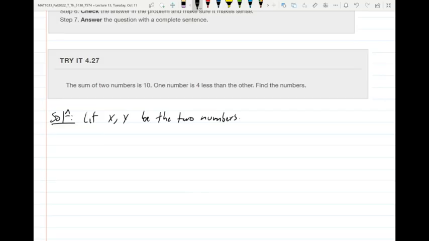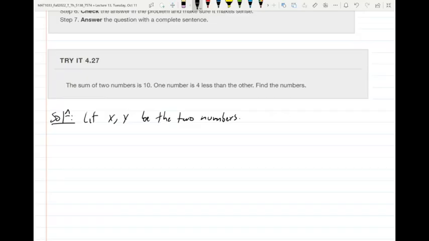Okay, so we have defined our variables. Now let's see what we can say about these numbers. We may have to come back and rewrite or add something to this sentence, but for now, this is good. All right, now let's see if we can set up our equation.